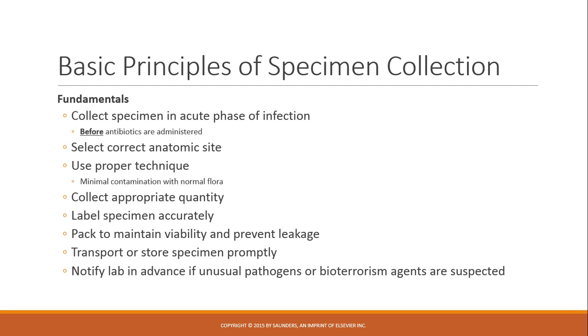Labeling the specimen accurately. Who collected it, when they collected it, what the source is, all of that has to be on the sample label. Pack to maintain viability and prevent leakage. You want to securely fasten the lid. Pack it so that if it does leak, it's not leaking all over the person transporting it or all over the paperwork. Maintaining viability means that the organisms are still viable.